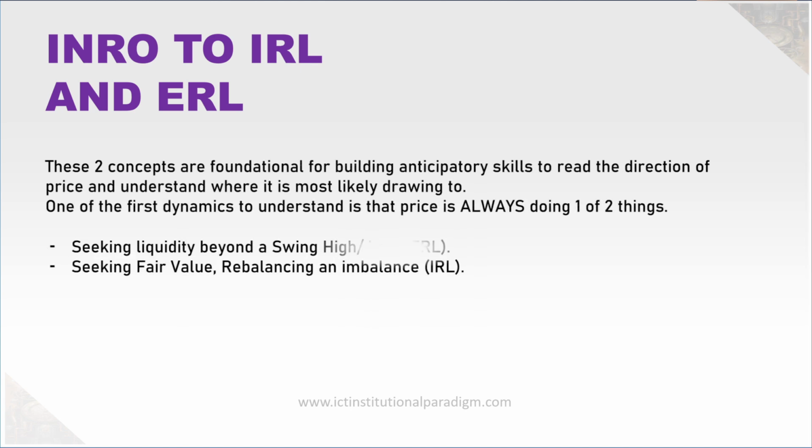Simply, these two concepts are foundational for building anticipatory skills to read the direction of price and understand where it is most likely to draw to. One of the first dynamics to understand is that price is always doing one of two things: seeking liquidity behind swing highs and lows, external value liquidity. Any high you see on the chart is simply external value liquidity. Any swing low, any high, any buy side liquidity is external value liquidity. And the other is seeking fair value gap rebalancing and imbalance, internal value liquidity, which is the fair value gaps.